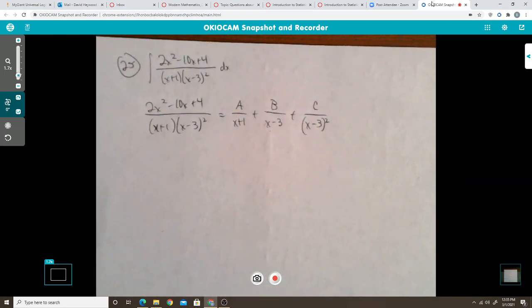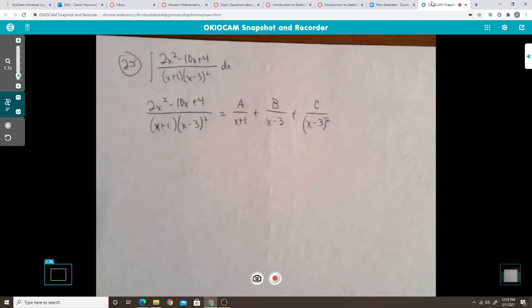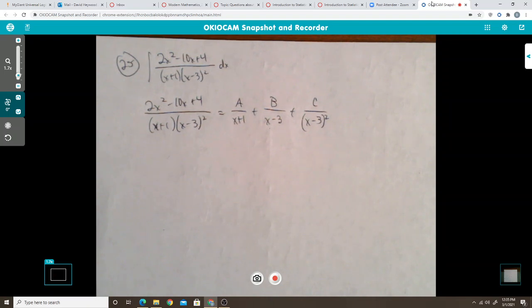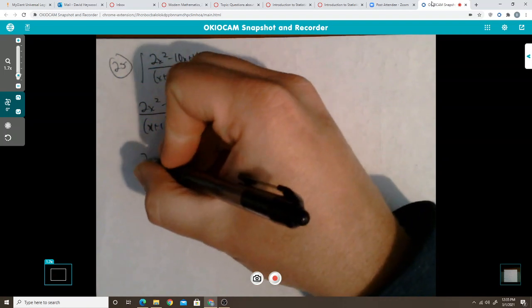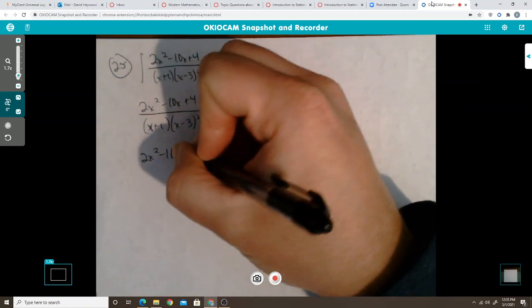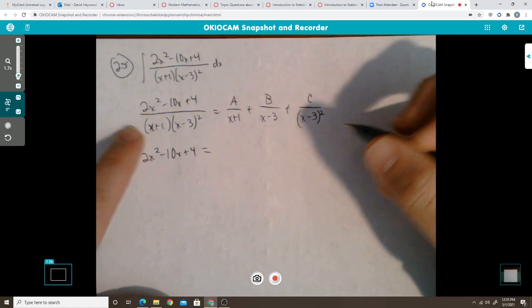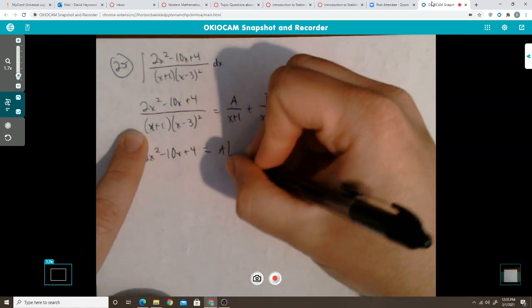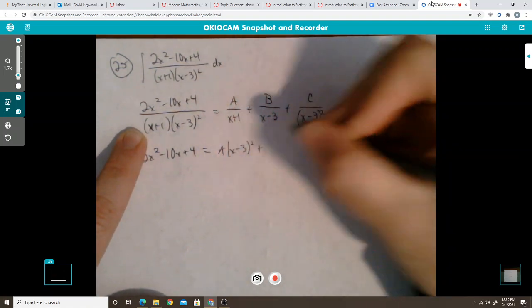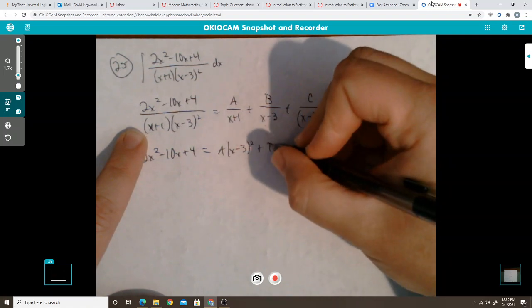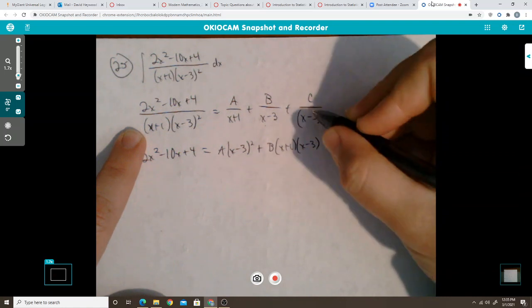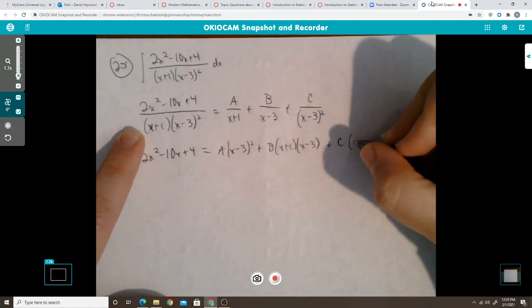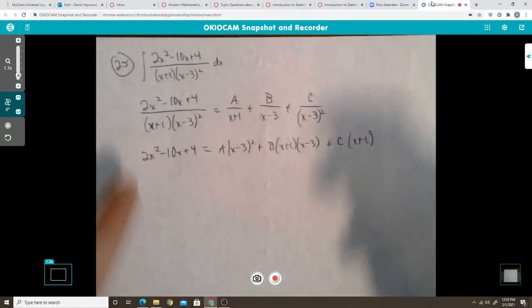And then, just like the solution that I posted above this question, you're going to clear the fractions by multiplying through by the denominator. Here the x plus 1s will cancel. You'll be left with x minus 3 squared. Here one of the x minus 3s will cancel. You'll be left with an x plus 1 and an x minus 3. And here both of the x minus 3s will cancel. You'll be left with an x plus 1.